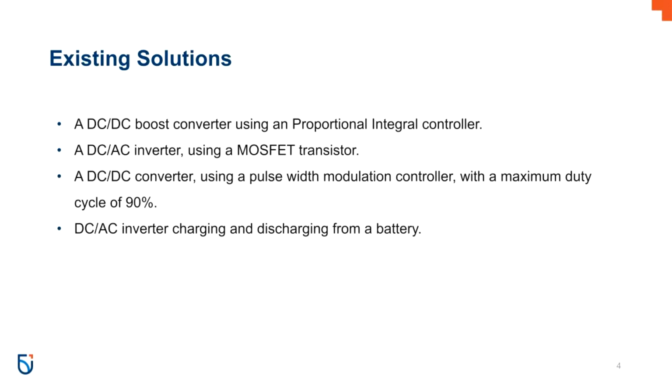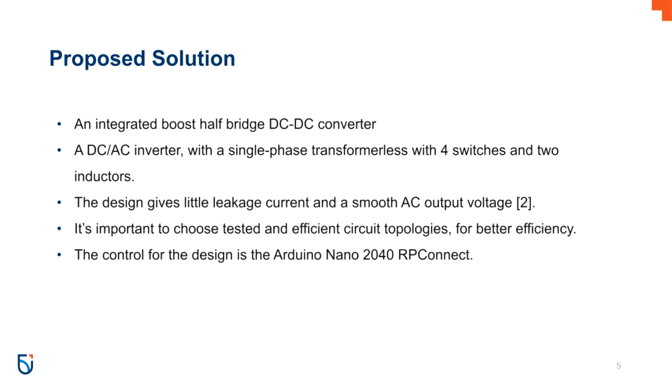There are many existing solutions for an inverter for photovoltaic applications, including a DC to DC boost converter using proportional integral controller, a DC to AC inverter using a MOSFET transistor, a DC to DC converter using a pulse width modulation controller with a maximum duty cycle of 90%, and a DC to AC inverter charging and discharging from a battery.